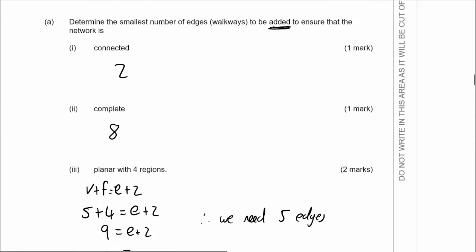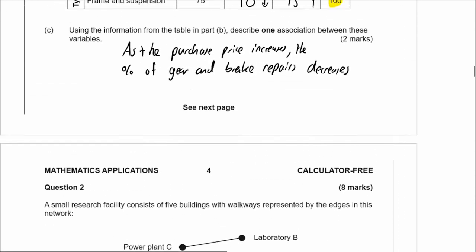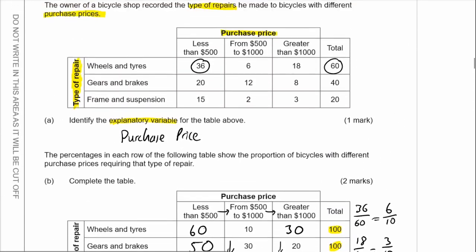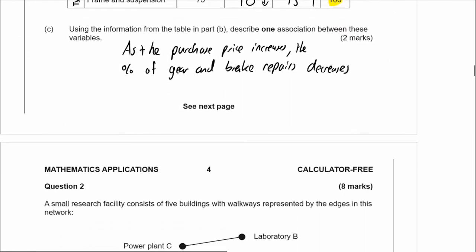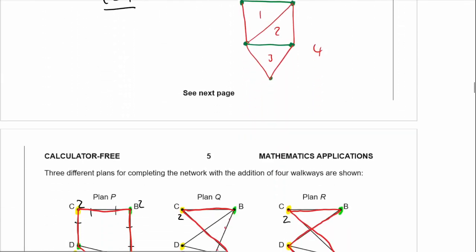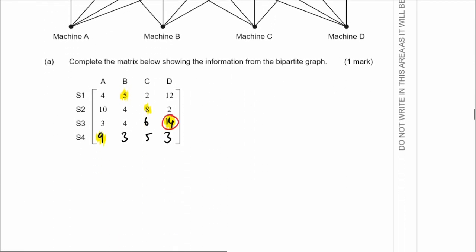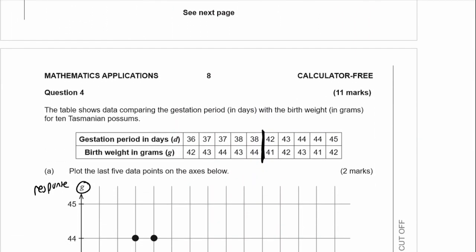Planar graphs with 4 regions may have taken students more time if they didn't use Euler's formula. But you could have just drawn it as well. That might have just taken a little bit longer. The hardest question, I would say, was actually the first one, to be honest. Just interpreting and finding associations. I'd say that's one where you would have to think the most. The rest of it's pretty standard. Not too challenging. So this was the 2020 Calc Free Apps exam.